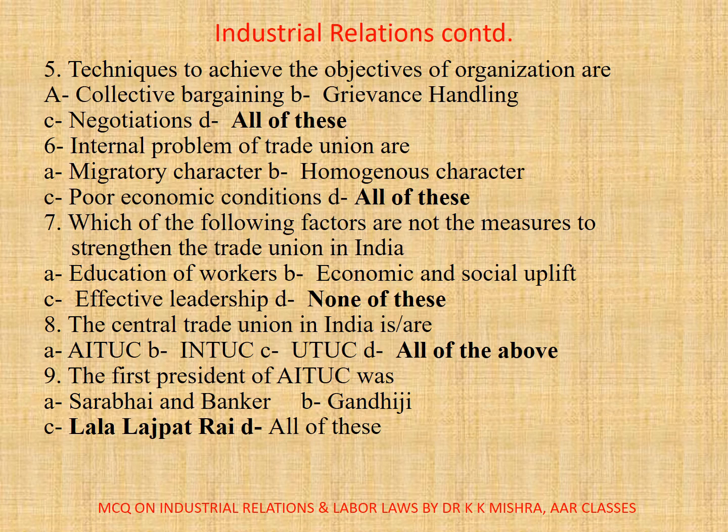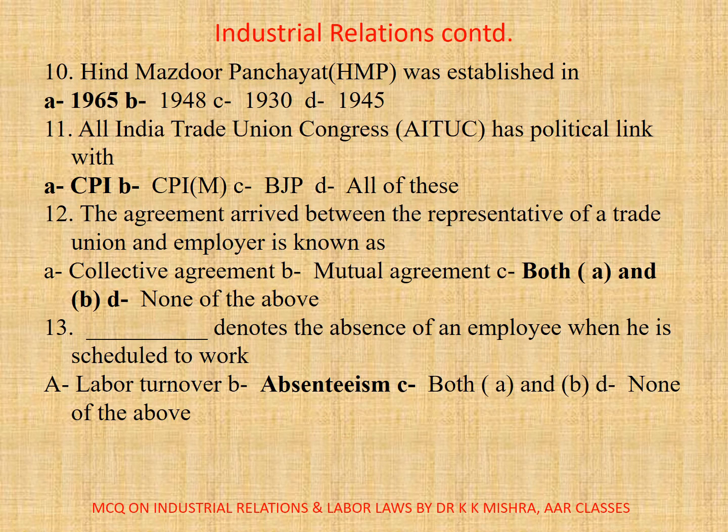All. You need to look into the full form of these. These are established earlier. 9. The first president of AITUC was, here correct option is C. Lajpat Rai. 10. Hind Mazdoor Panchayat HMP was established in, correct option is A. 1965. 11. All India Trade Union Congress AITUC was political link with, correct option is A. CPI. 12. The agreement arrived between the representative of a trade union and employer is known as A. Collective agreement. B. Mutual agreement. C. Both A and B. Or D. None. Correct option is C.